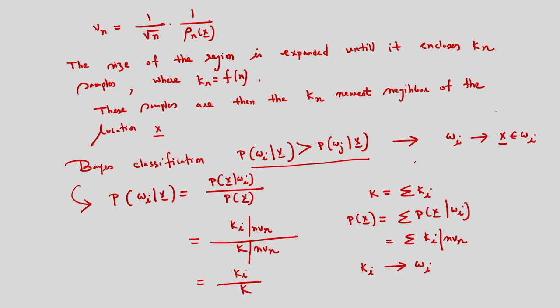So, probability of x given omega_i, I can write like this: k_i divided by n v_n, and this p(x) I have already shown is nothing but the summation of k_i divided by n v_n, that is k divided by n v_n. So, putting this value, I will finally get k_i divided by k. So, I am writing it again: the probability of omega_i given x is nothing but k_i divided by k.